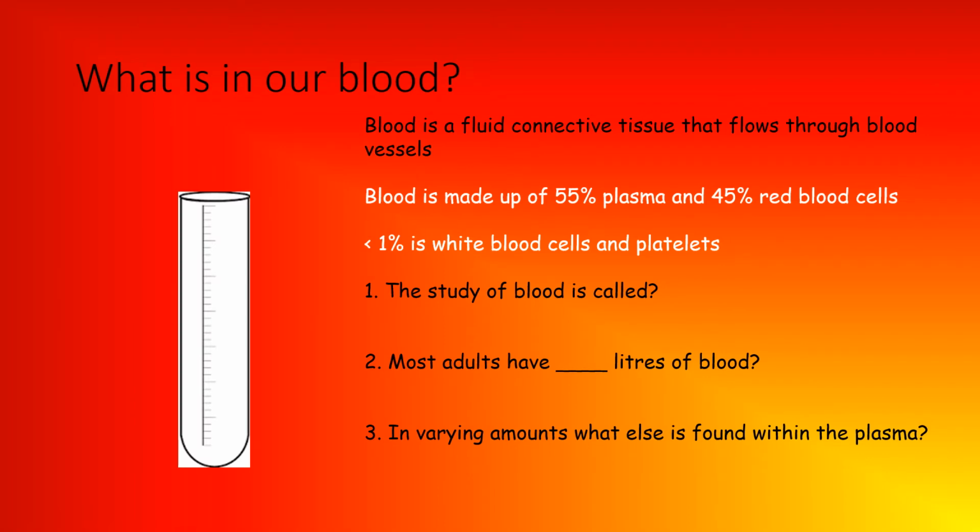Blood is a fluid connective tissue that flows through blood vessels. It's made of 55% plasma, 45% red blood cells, and just less than 1% is white blood cells and platelets. You may notice that adds up to more than 100%, but that's because all those numbers have been rounded up, okay? I want you to pause the video and try and answer questions 1, 2 and 3 for me.